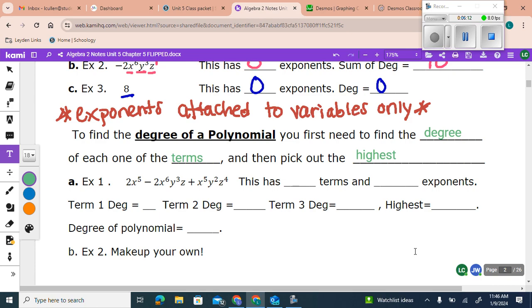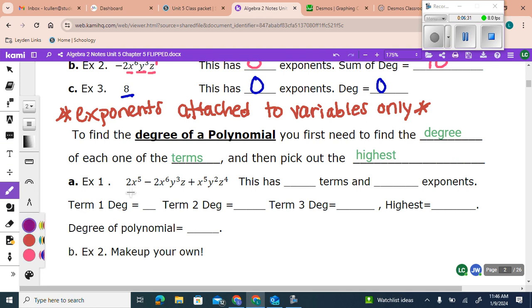Okay, so for example, number 1, we have 2x to the 5th minus 2x to the 6th, y to the 3rd, z, plus x to the 5th, y to the 2nd, z to the 4th. Terms are separated by addition and subtraction, right? So here's addition, here's subtraction. So that means this is a term, this is a term, and this is a term. This has 3 terms. And 1, 2, 3, 4. I always like to add in a little 1. 5, 6, 7 different exponents.